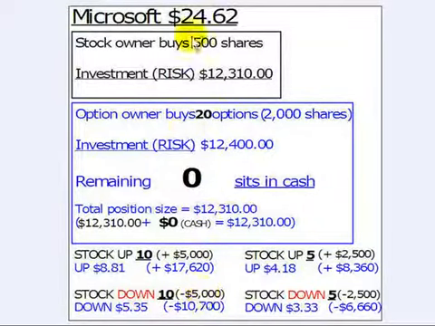All right, same thing when you lose 5 or make 5. You can either make $8,360 as opposed to $2,500, or you can lose $6,660. Again, the risk reward ratio is great. You make $17,620 or you lose $10,700. That's still great. But again, you're using too much leverage and you don't need to do that to make money in the market.